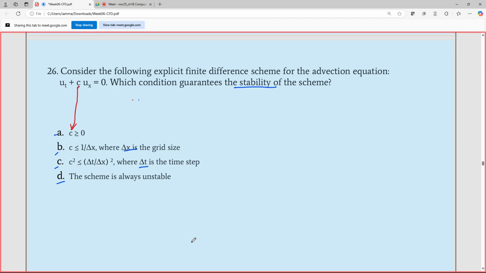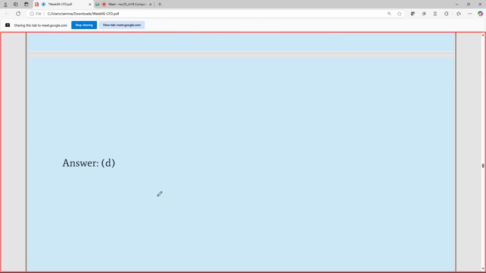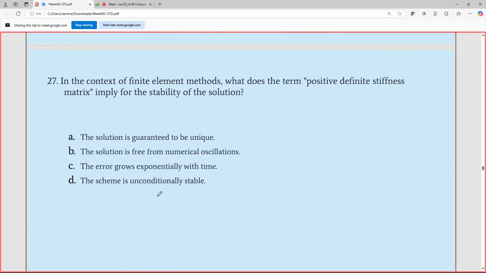Our answer is option D. That is, the scheme will always be unstable. Moving on to the next question.